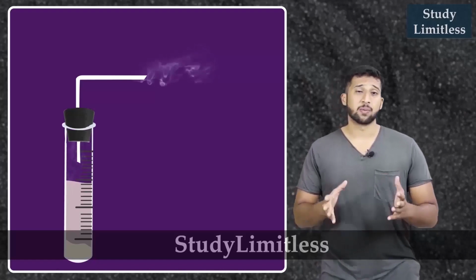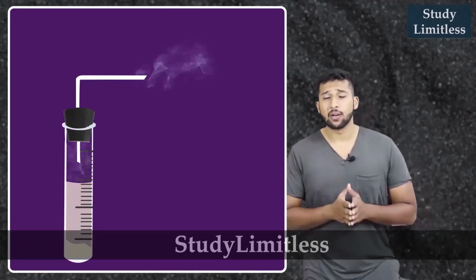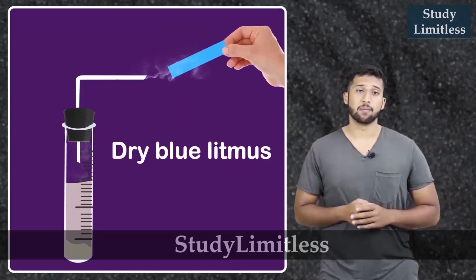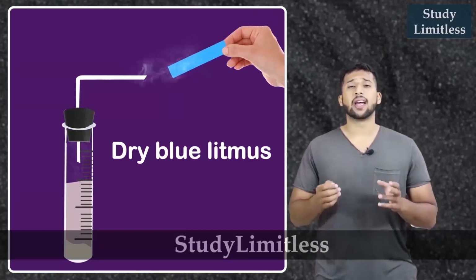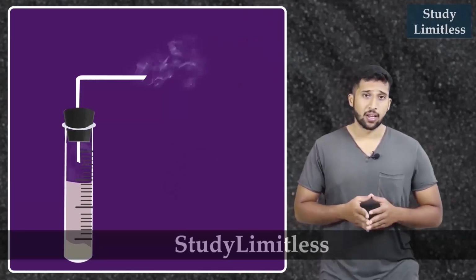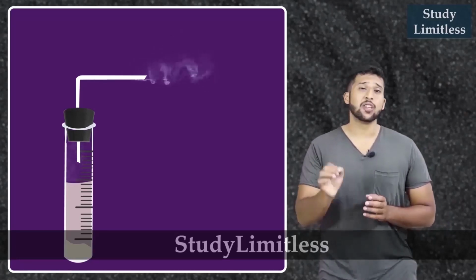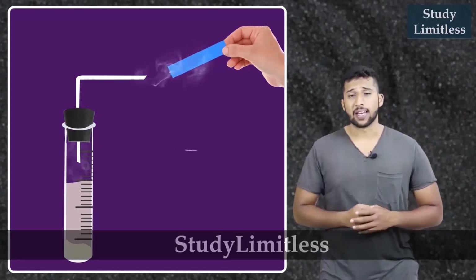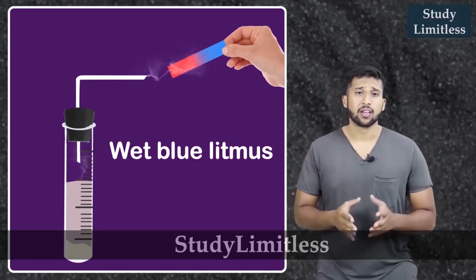Now this gas, as per the reaction, is hydrochloric acid. Now what you do is you take the blue litmus paper and keep it at the mouth of the delivery tube, and you would see no color change. Now you wet the blue litmus paper and keep it at the mouth of the delivery tube again. This time you would see a change in color.